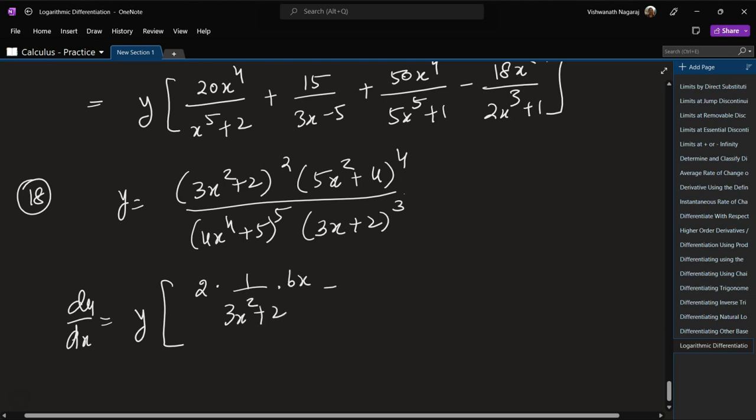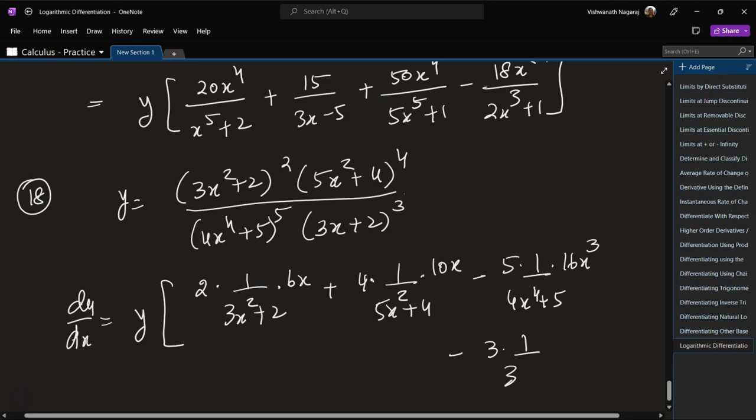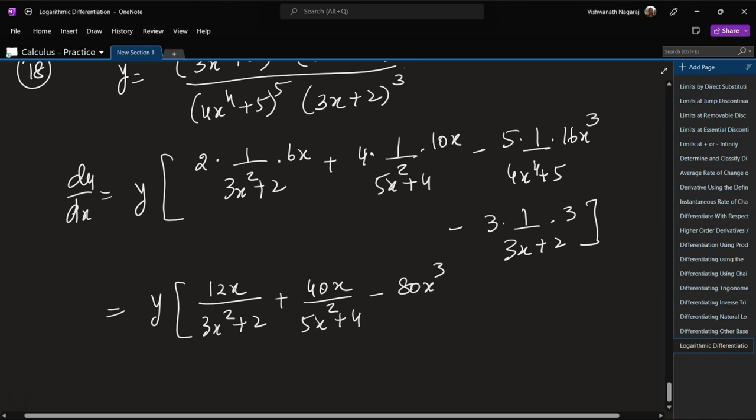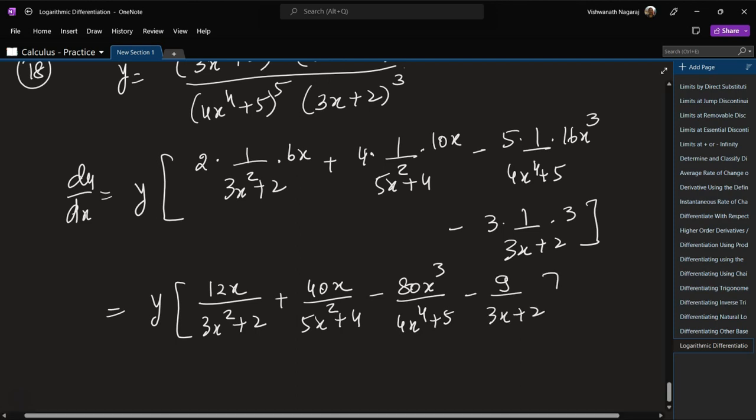plus 4 times 1 by 5x square plus 4 times 10x minus 5 times 1 by 4x4 plus 5 times 16x cube minus 3 times 1 by 3x plus 2 times 3. So when we simplify this, we get y times 6 to 12x by 3x square plus 2 plus 40x by 5x square plus 4 minus 80x cube by 4x4 plus 5 minus 9 by 3x plus 2. So that is the derivative.